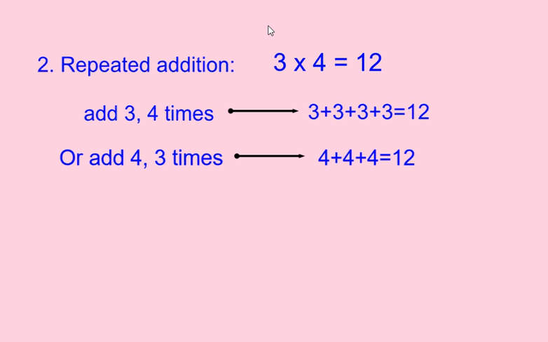Remember, it doesn't matter which order you put the factors in. You can do whatever way you find easiest. So if you really like counting by threes, you find that easy, you would do it this way. If you find it easier counting by fours, you do it that way. So that's kind of the cool thing about multiplying, because you can switch the factors around to suit which numbers you like best.